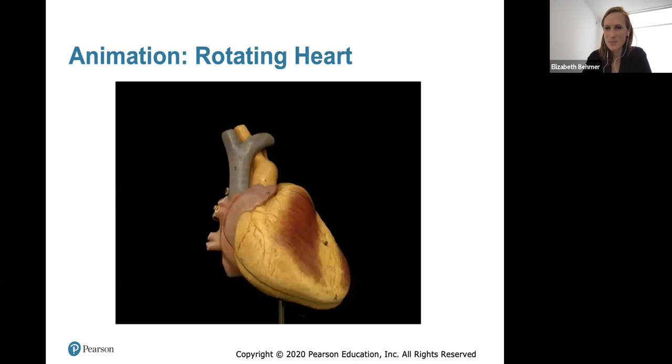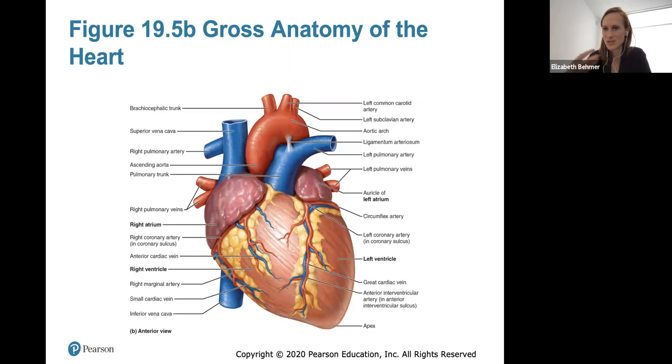So here's a great animation of a rotating heart. Again, use those animations to help even with lab, but especially even in lecture. I will be asking you some labeling questions on the heart. So be sure that you know how to label the different structures on the external and internal surface very well.